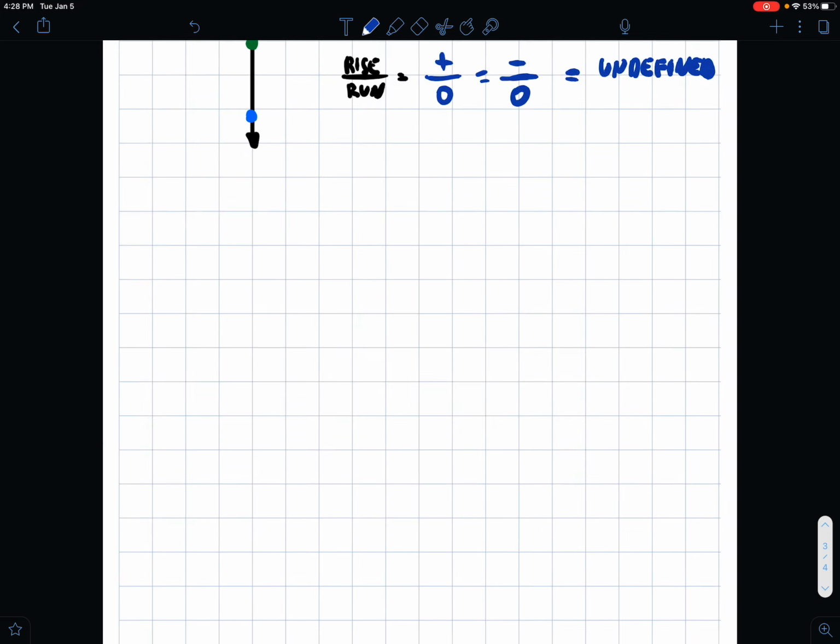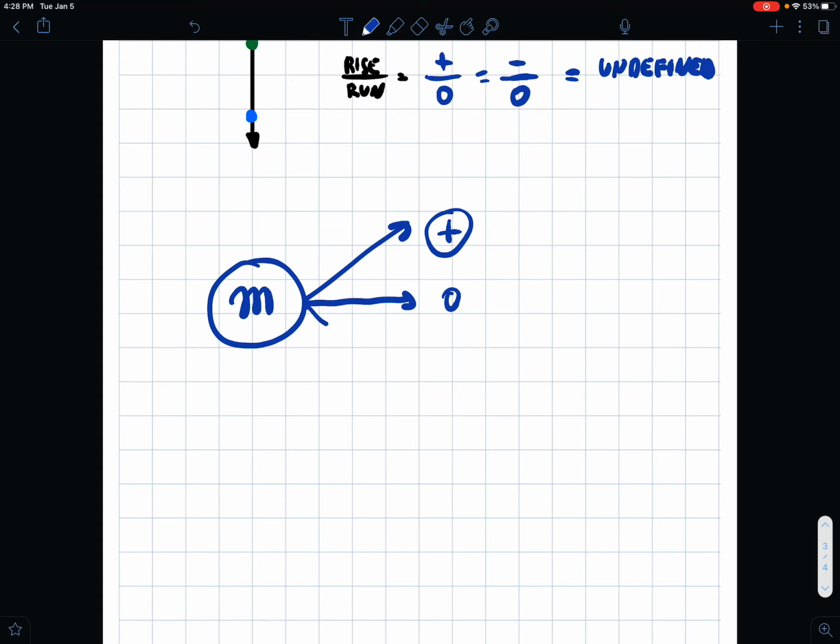Here's how I usually summarize this. Going up and to the right, you have a positive slope. Going across, it's 0. Going down is equal to a negative. And I just have to remember that when I have a vertical line, it's undefined.